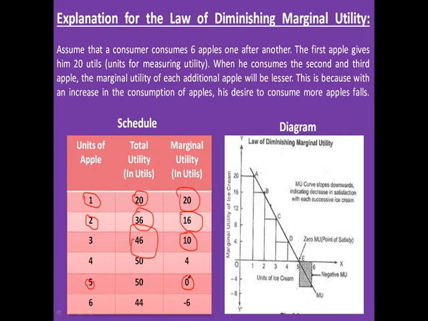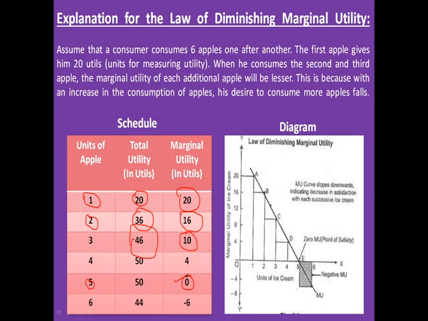That is, from the fifth unit of apple you are not having any satisfaction. When you take the first unit of apple, your satisfaction is 20. From the second unit it decreases to 16, then for the third unit it decreases to 10. Gradually your satisfaction from each additional unit of apple decreases, and at the fifth unit your satisfaction becomes 0. The consumer is not attaining any level of utility.